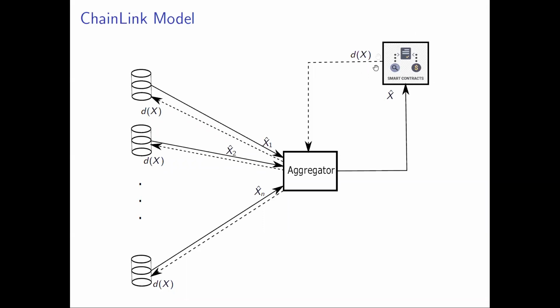So the simplest smart contract that I can explain is some contract that is written on the blockchain that as input requires the temperature, the current temperature in a given city. Then this smart contract asks for the value of this temperature to some device, which in Chainlink is called the aggregator.